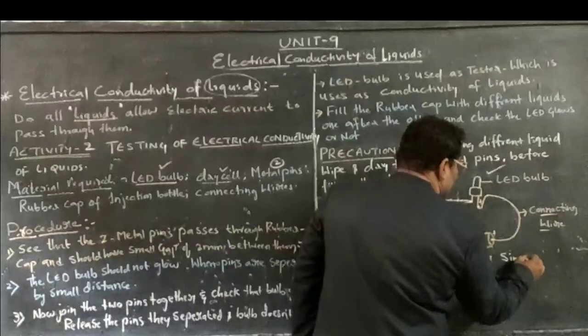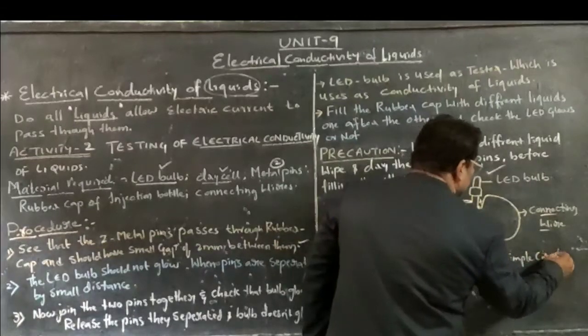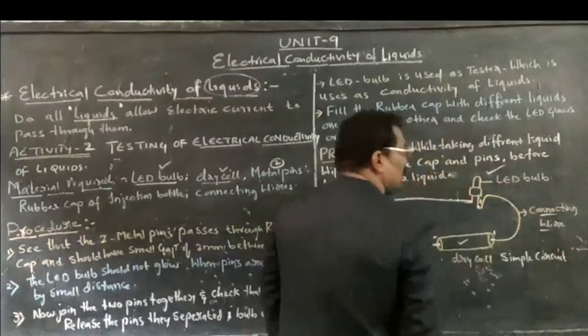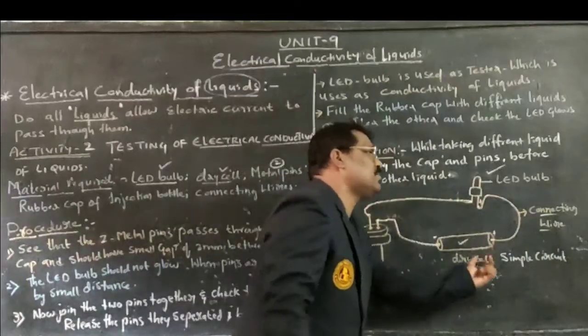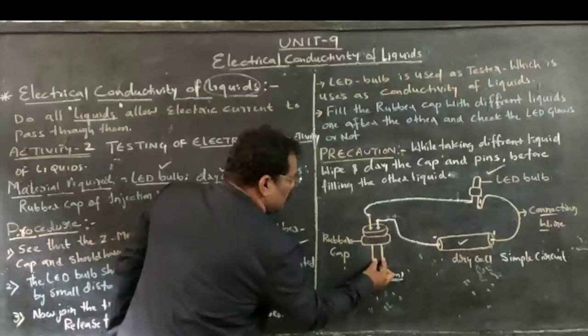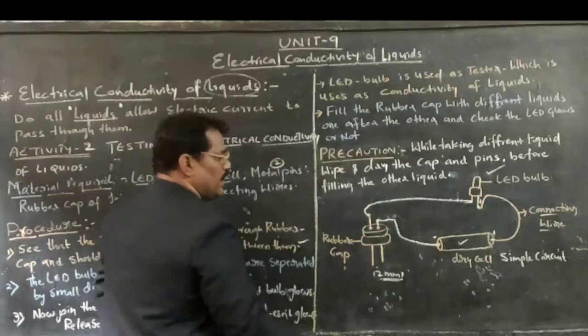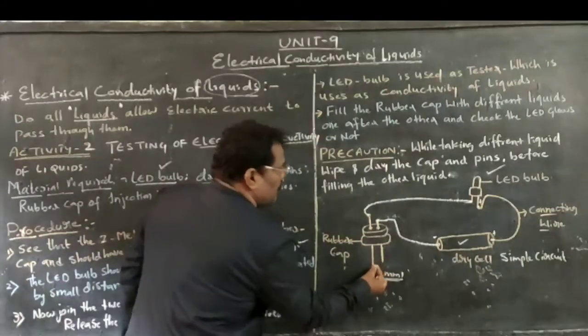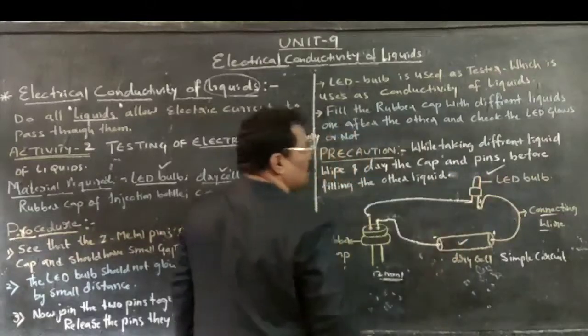What circuit are we making? Form a simple circuit. And after forming a simple circuit, try to touch these two pins. When we touch these two pins, what happens? The bulb will glow.